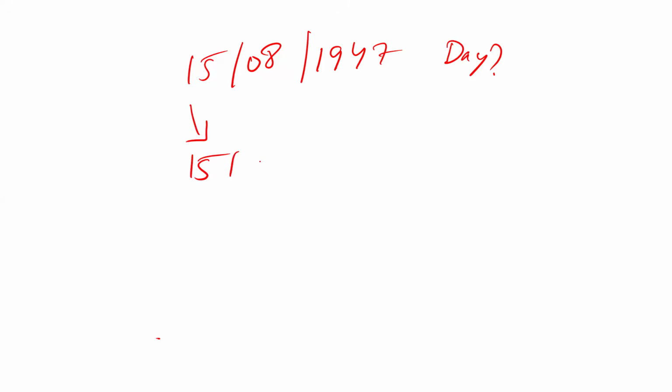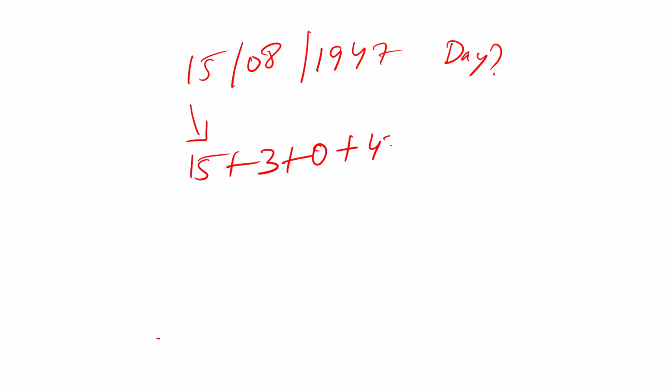Let's take a question. 15th August 1947, first independence. What day is it? So what did I tell you? First write down the date: 15. Now tell me, what is the month code of August? Tell me from your notes. What is the month code of August? 3. What is the year code of 1947?